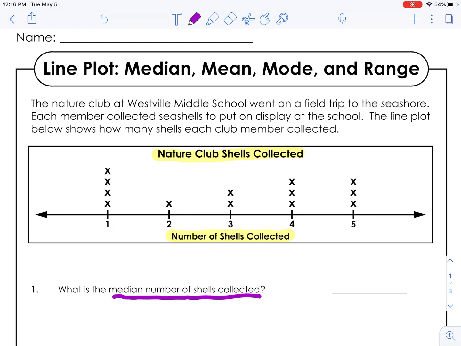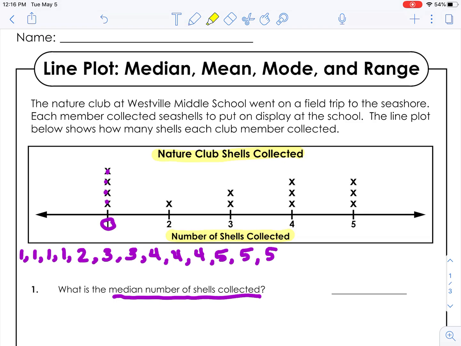When we have data in a line plot, the first thing we want to do is create our data and put it in order. For every X, we're going to put one of those numbers. There's a 1 four times, so we're going to have 4 ones in our data. We have 1 two. We have 2 threes as indicated in our data. We have 3 fours and we have 3 fives. So that is our data list.